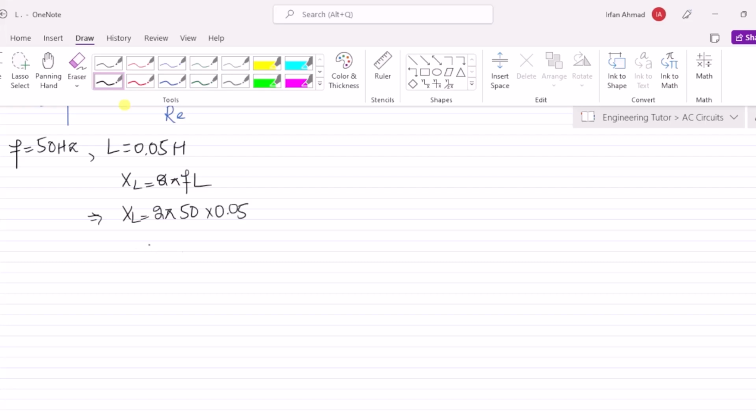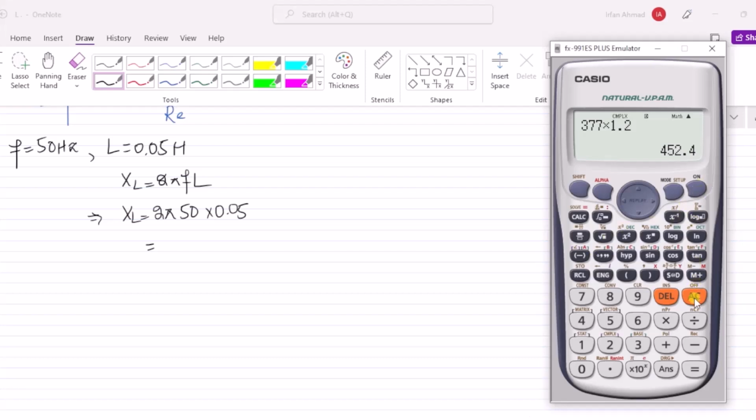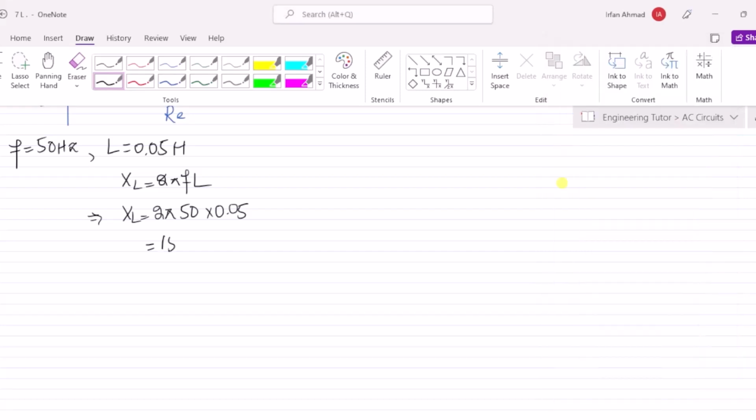Now in order to calculate it, let me go to the calculator here. 2 multiplied by 50 multiplied by 3.14, that is the value of pi, and multiplied by 0.05. Let me print it, and here it is 15.7. So now let me write here 15.7, and that is XL.